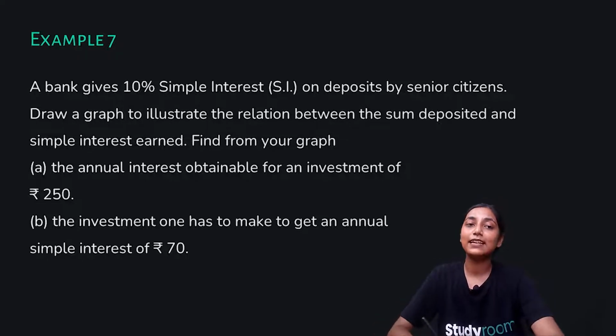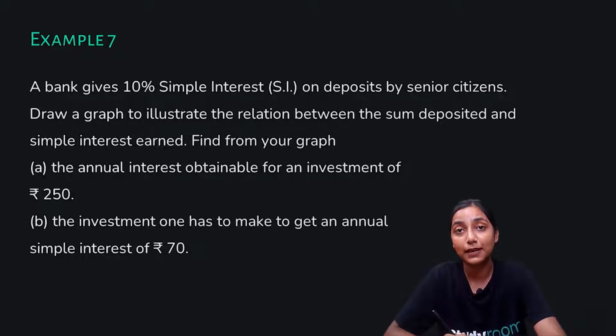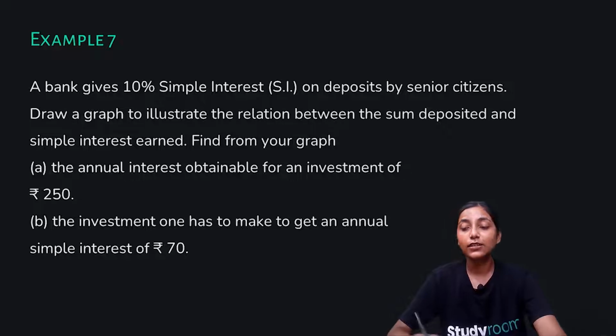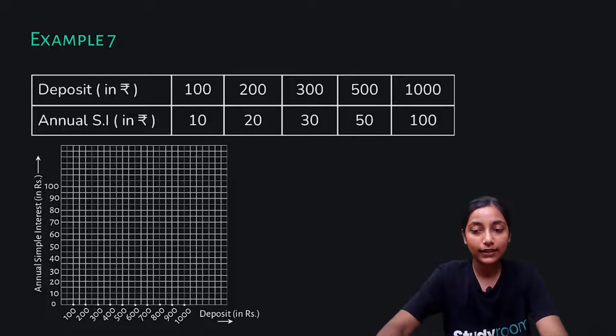Next example, we have example number 7. It says that a bank gives 10% simple interest on deposits by senior citizens. We need to draw a graph to illustrate this relationship between the sum deposited and the simple interest earned. Find from your graph, first of all, the annual interest obtainable for an investment of rupees 250, and then the next part we need to find is the investment one has to make to get an annual simple interest of rupees 70. So let's first of all plot the graph.